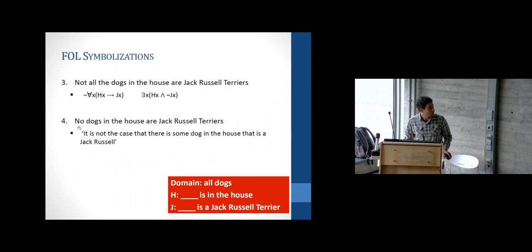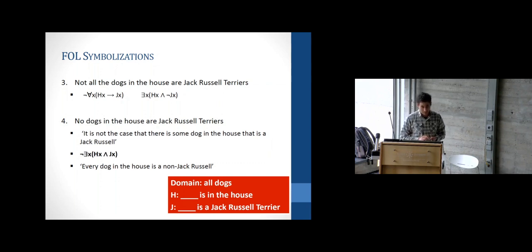Now the hardest part, no dogs in the house are Jack Russell Terriers. So I'm negating something, right? It is not the case that there is some dog in the house that is a Jack Russell Terrier. I'm basically negating the claim that there are dogs in the house that are Jack Russell Terriers. So I'm negating an existential statement. So this is one way to do it. Negation, existential quantifier x, x is h and x is j.